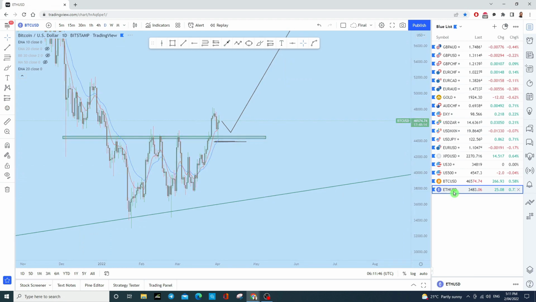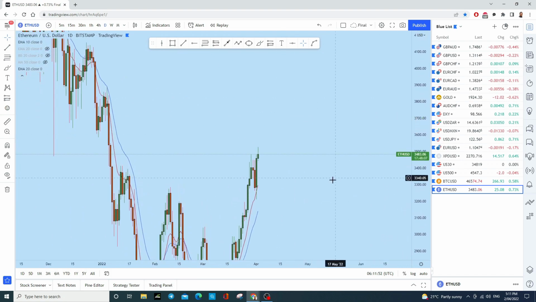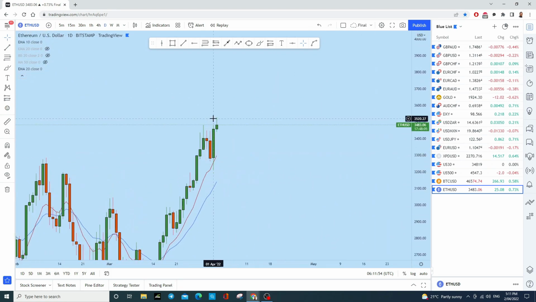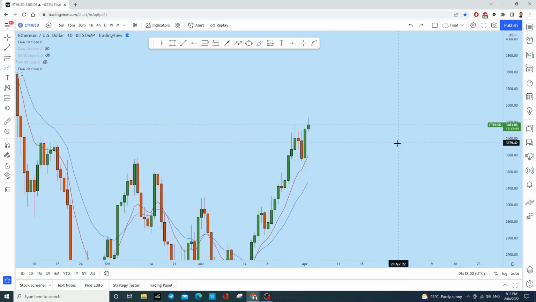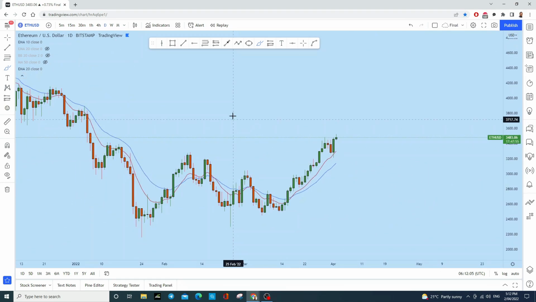Now let's see Ethereum, how it is doing. Normally Ethereum follows Bitcoin, but this is the daily chart, and we see a nice looking bullish engulfer in this Ethereum, and Ethereum is getting more and more bullish. So let me give you a full analysis of Ethereum as well, and then we'll come back to the lower time frame to see possible entry points.